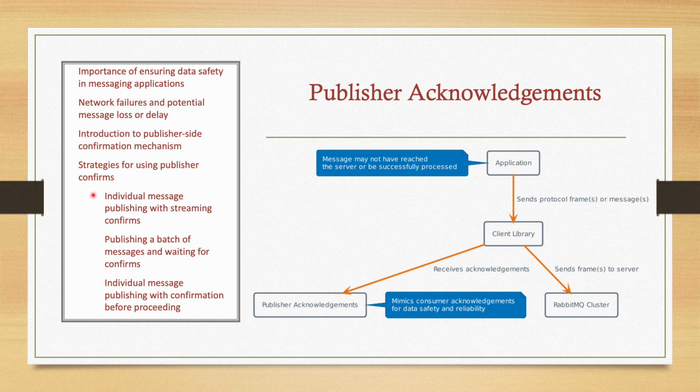Individual message publishing with streaming confirms. Messages are published individually. Asynchronous API elements such as confirm event handlers, futures/promises, etc., are employed to handle confirmations. This strategy offers good throughput and ease of use.